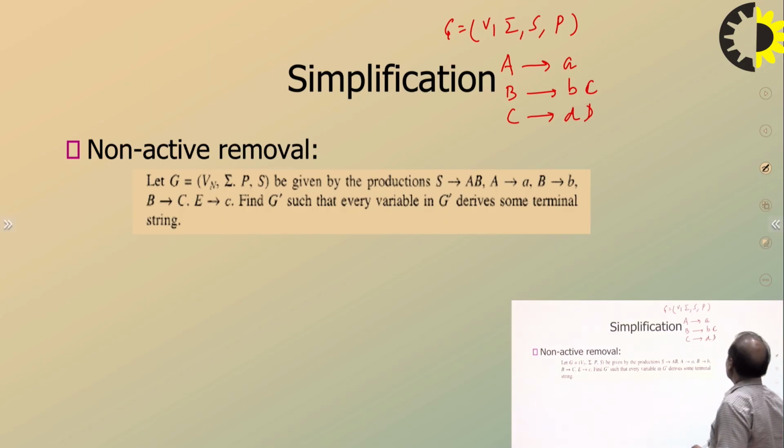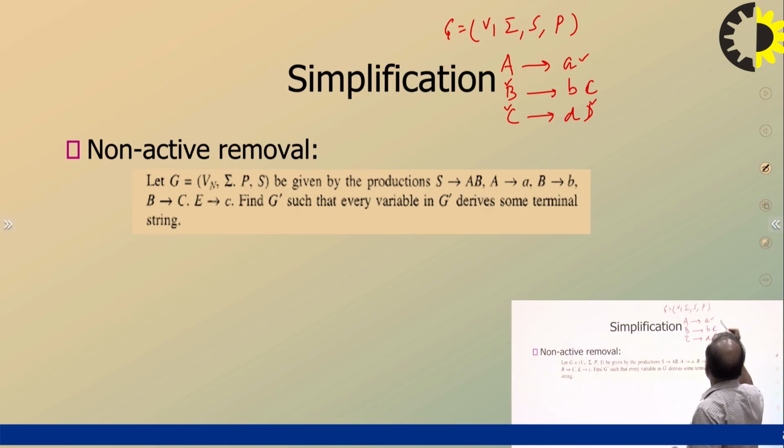Here, A can derive a terminal string and B cannot. B goes to small b and capital C, and capital C derives small d and capital D. In this situation, B is not deriving a terminal string, so B is going to become non-active. Similarly, C is also not going to derive a terminal string, so C is non-active, and D is also not going to derive a terminal string, so D is also non-active.